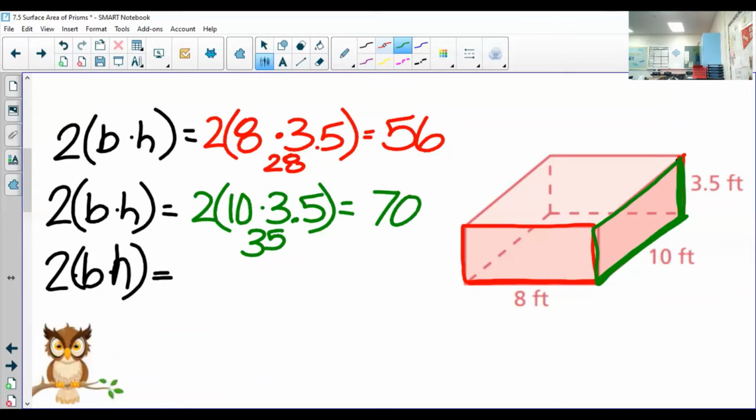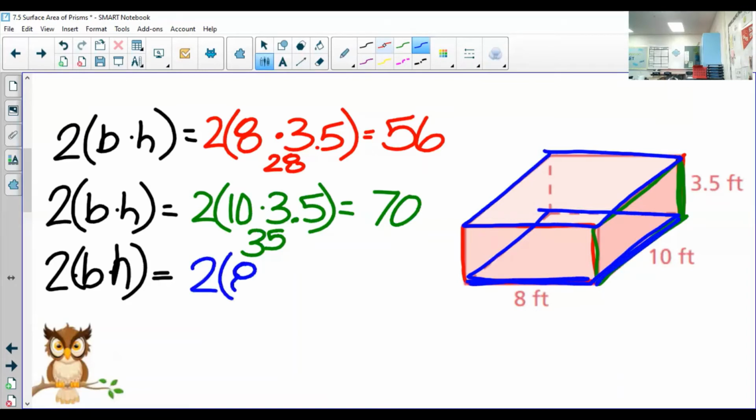Okay, and the last shape I'm going to do is red, which is this one right here on top. All right, so I've got this red rectangle on top. It's the same as the bottom. So I'm also going to outline the bottom because that's where my measurements are. So my base is 8, and my height there is 10. So this is just going to be 2 times 8 times 10. And what's 8 times 10? We know that's 80, right? And 80 times 2 is just 160.